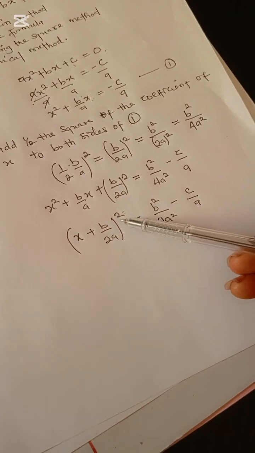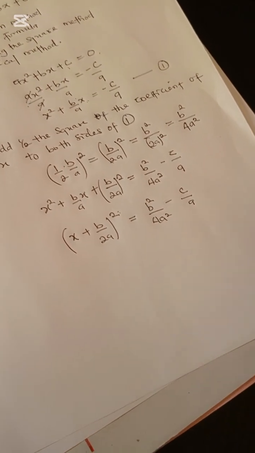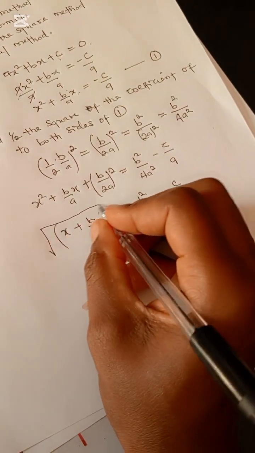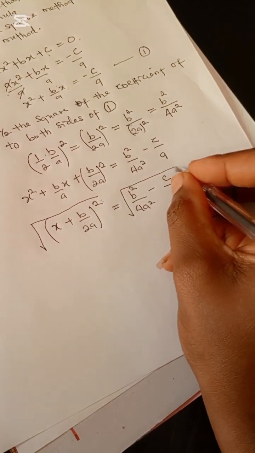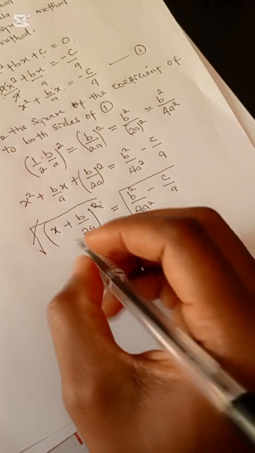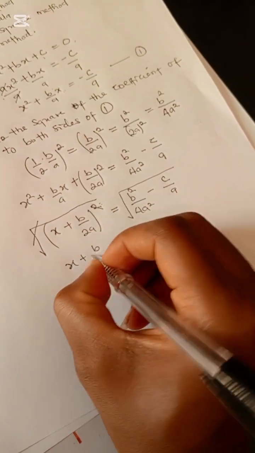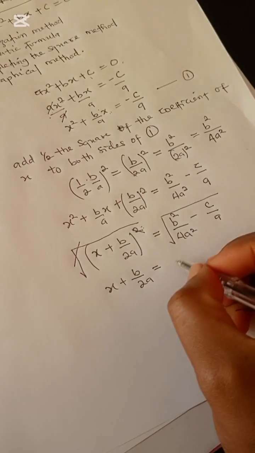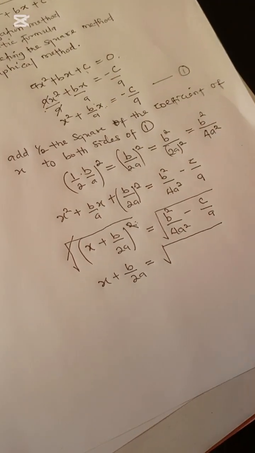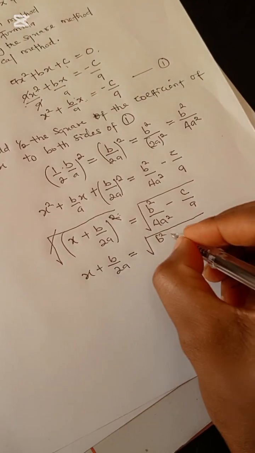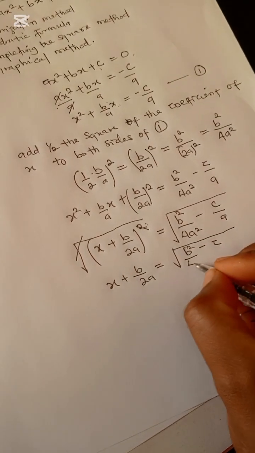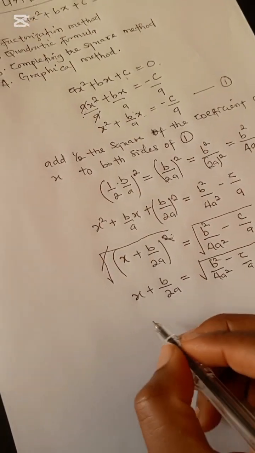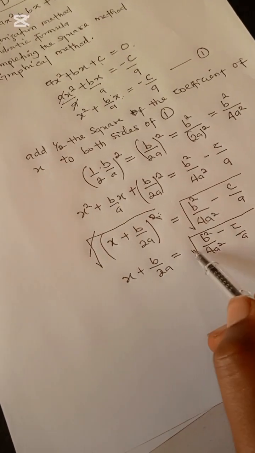So we want to cancel out this square here. To do that, we're going to find the square root of both sides. Doing that, this will cancel out this. We'll be left with x plus b over 2a here equals the square root of b squared over 4a squared minus c over a. Okay, from this point, we'll take this to the other side.